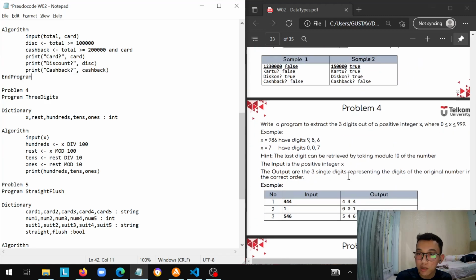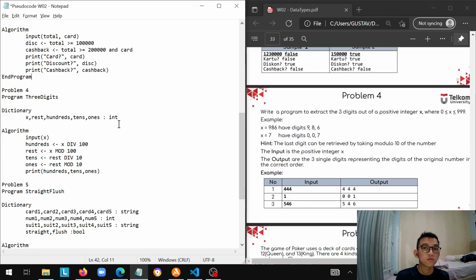And next we're gonna jump into problem number 4, which is, I would say, easier than problem number 3, because you just need to separate the digits of a positive integer from 0 until 999. There's a constraint here between 0 and 999, and I would assume that it's already understandable by the user that you need to input a number between those.